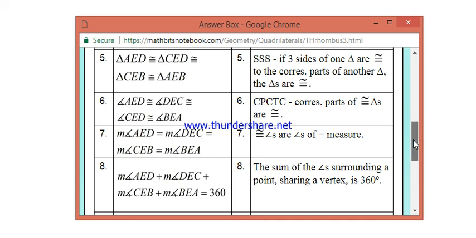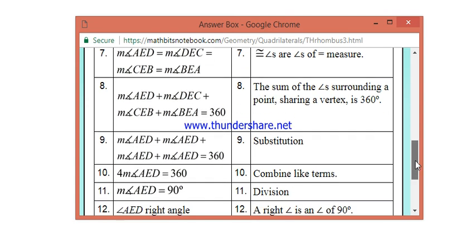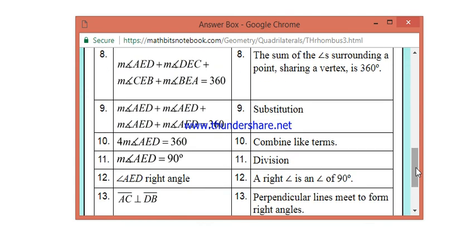For number 7, measurement of angle AED is congruent to measurement of angle DEC is congruent to measurement of angle CEB and is congruent to measurement of angle BEA. Congruent angles are angles of equal measure. Number 8, measurement of angle AED plus measurement of angle DEC and measurement of angle CEB plus measurement of angle BEA is equal to 360 degrees. The sum of the angles surrounding a point sharing a vertex is 360 degrees.